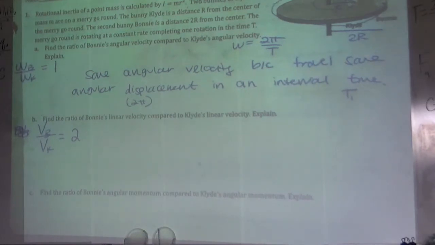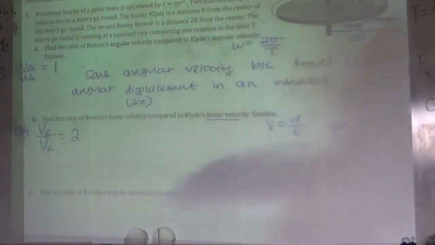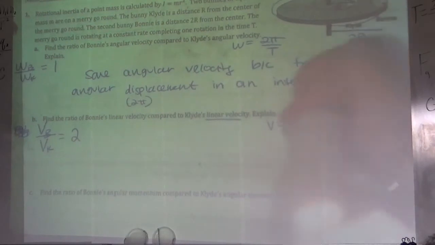Where I'm getting that 2 from is, let's think, the linear velocity is v equals d over t. And if we're looking at one period, then the distance traveled is just the circumference of the circle. So that would be 2 pi r. So the velocity of Clyde is just 2 pi r over T. Velocity of Bonnie is 2 pi radius, but its radius is 2r, twice that, over T.